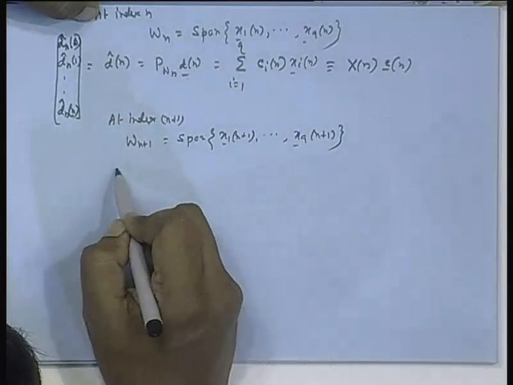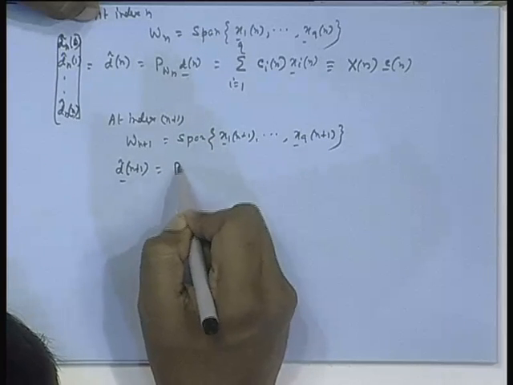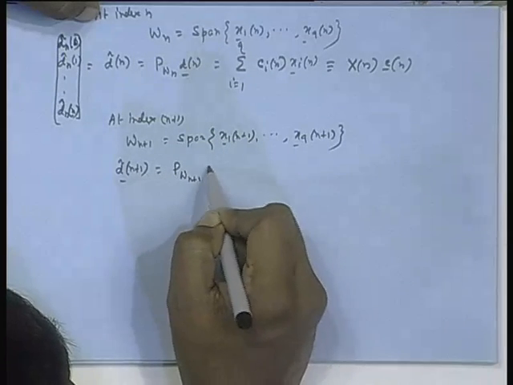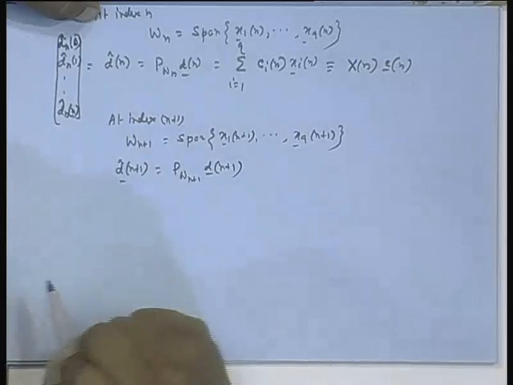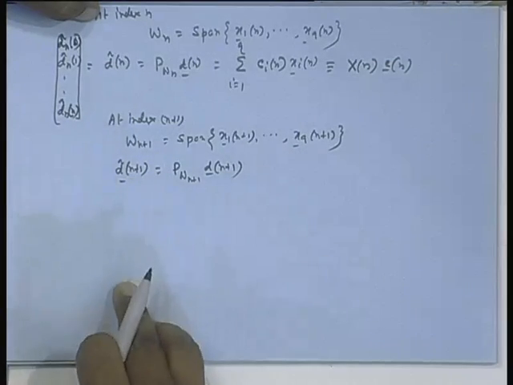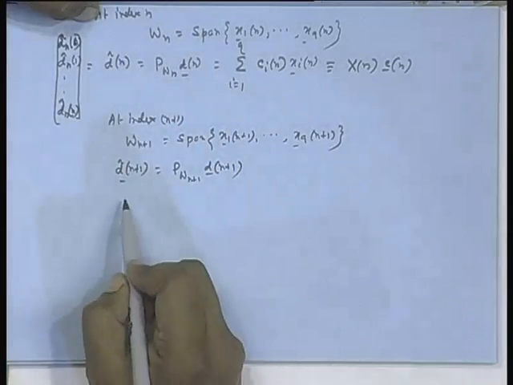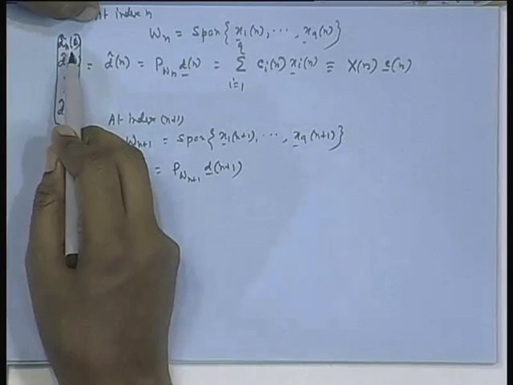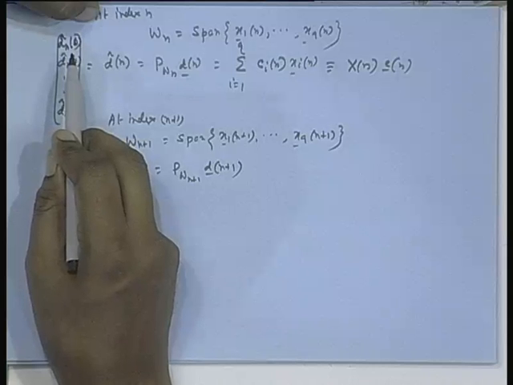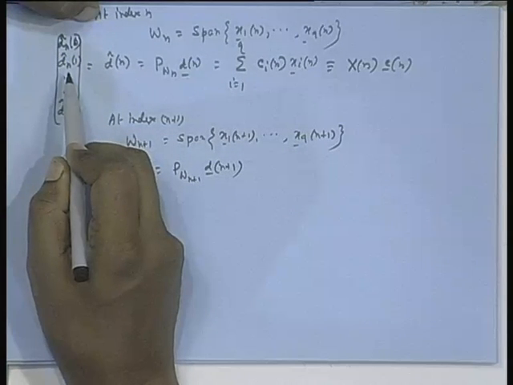And you want to find out d cap n plus 1 as P W n plus 1 d n plus 1. But you understand that this vector, even though its length is n plus 2 and this is length n plus 1, the 0th entry here will not be the same as the 0th entry here. Please see this, this is crucial. The first entry here will not be the first entry here.